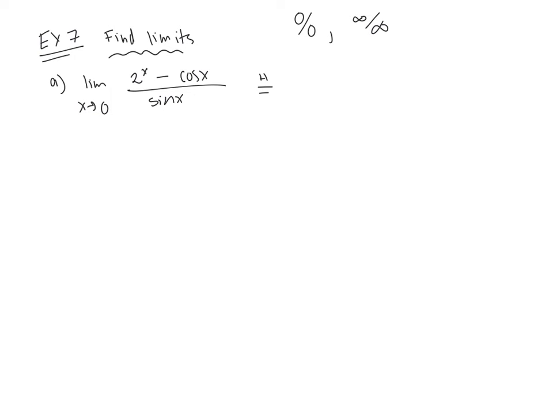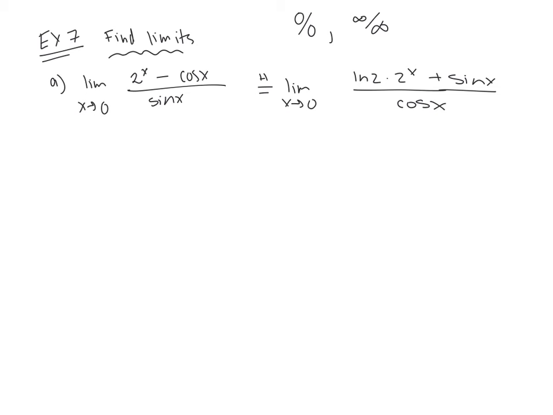Okay, so H it. And this rule does not say use the quotient rule. It says take the derivative of the top over the derivative of the bottom. So what's the derivative of the top? Plus sine x, great, over... you did not do the quotient rule. That's not what the rule says. It says derivative of top over derivative of bottom.